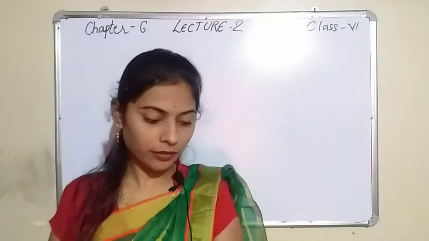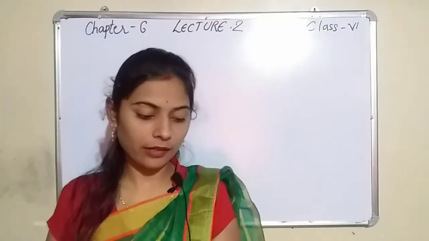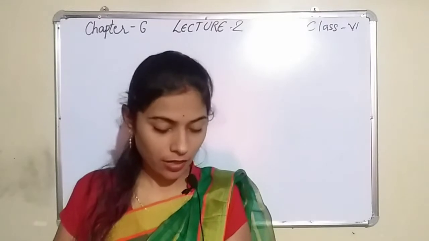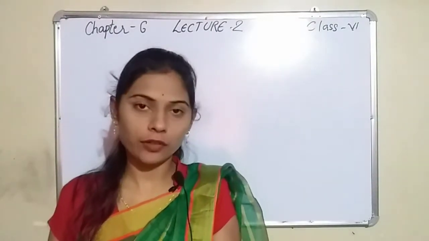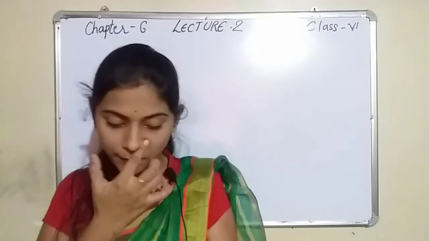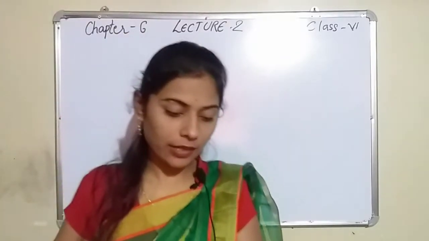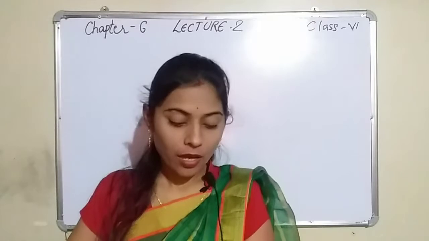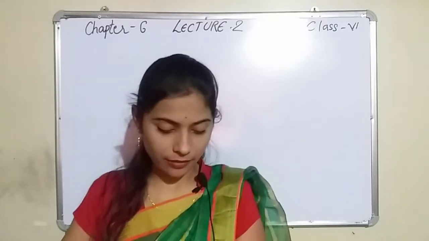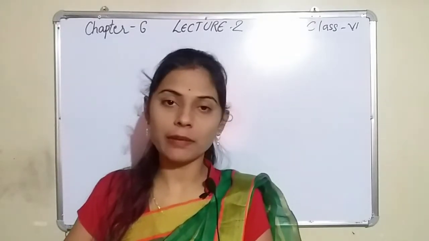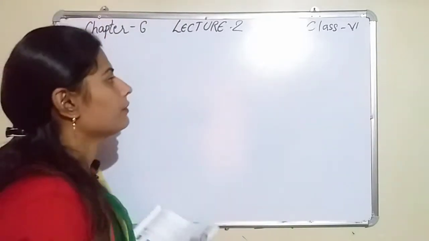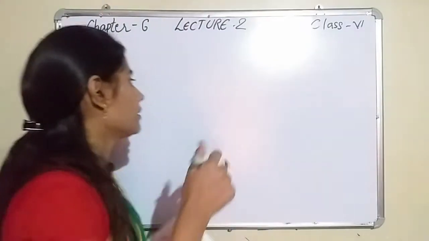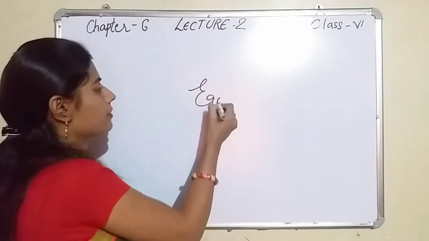In the second one, four columns are given, and out of these, two are shaded, so it will become 2 by 4, because out of 4, 2 are shaded. Then in the next one, 6 columns are given, and out of these 3 columns are shaded, so here it will become 3 by 6. So today we are studying about equivalent fractions.